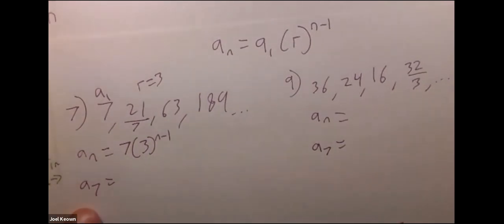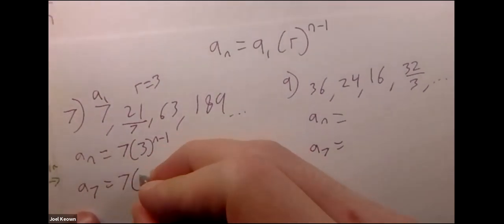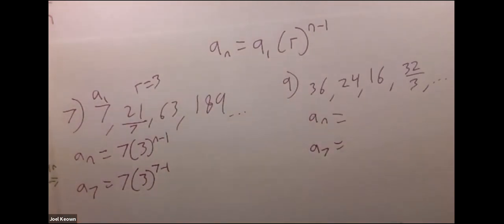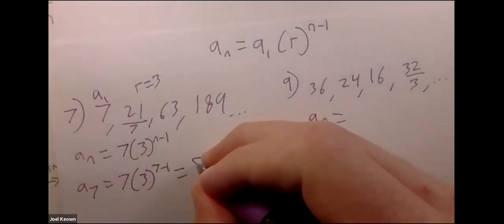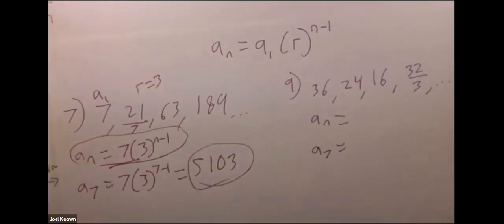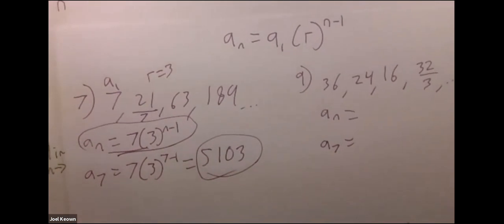And then it says, find the 7th term. Well, that would be 7 times 3 to the 7 minus 1 power. I cannot do that in my head, sorry. So I'm going to pull my calculator up. I know you can't see it. I'm putting it up on the computer. 7 parentheses 3 to the 7 minus 1 power. And it is 5,103. So that and that are my two answers for number 7.